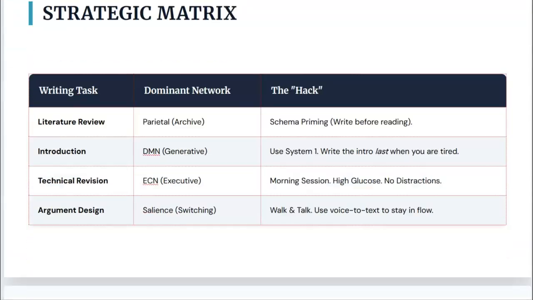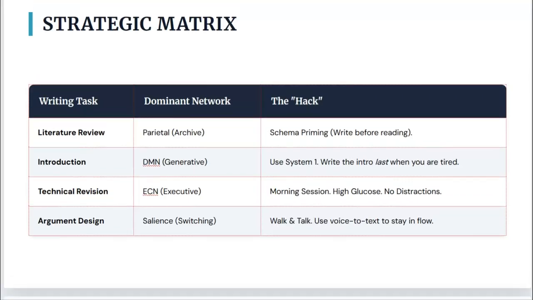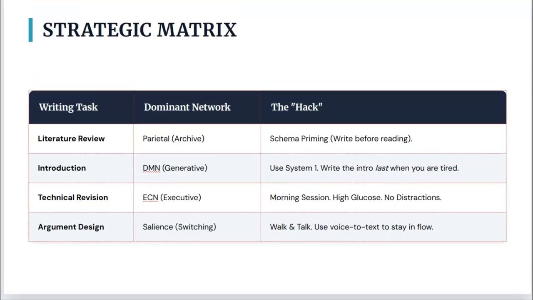Anyway, here's a strategic matrix. Writing task: literature review. Parietal archive. Okay, here's the hack. Schema priming. Writing before reading. Introduction. Generative. Use System 1. Write the intro last when you're tired. I totally agree with that one. But don't write your thesis statement last.